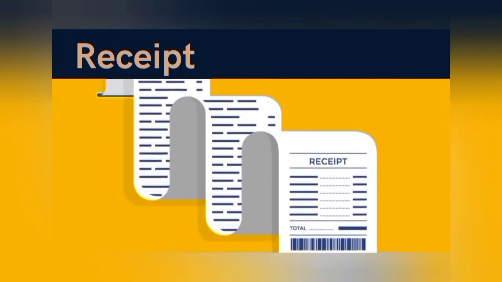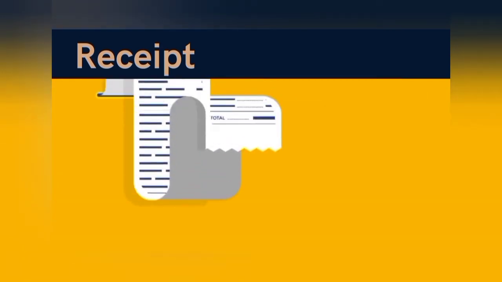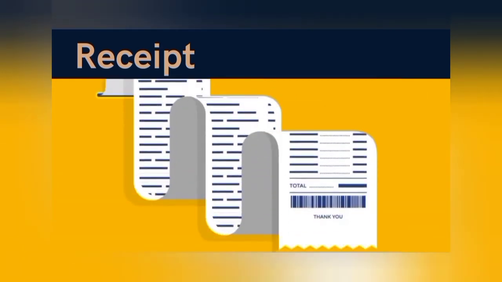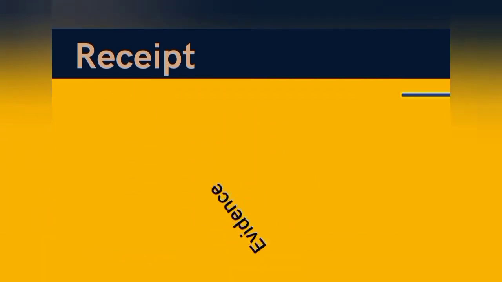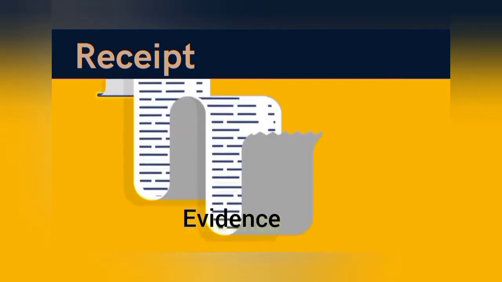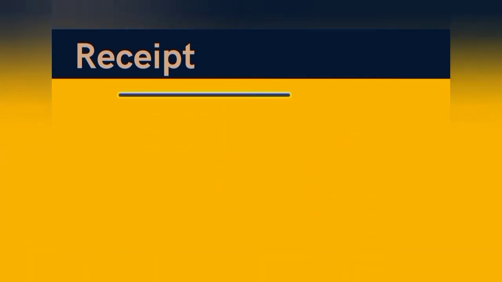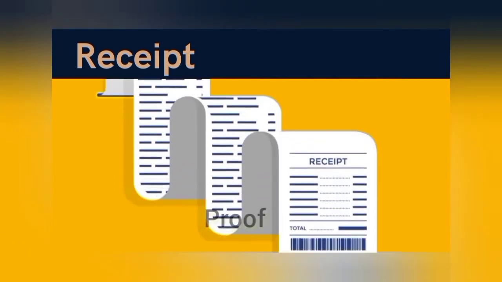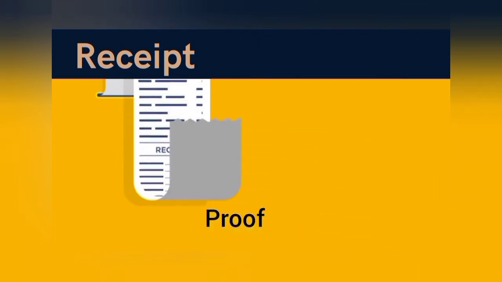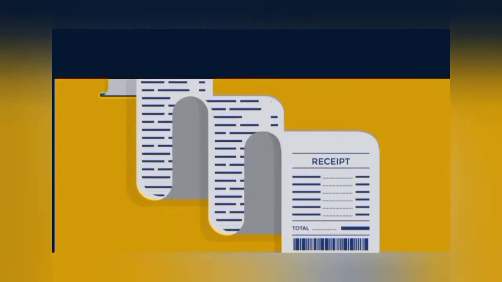Let's look at what a receipt is. This is a document issued to the buyer by the seller because of the money paid for what was bought. It serves as an evidence of payment, or we could also say it is a proof of payment, indicating that the buyer is the original owner of the product.